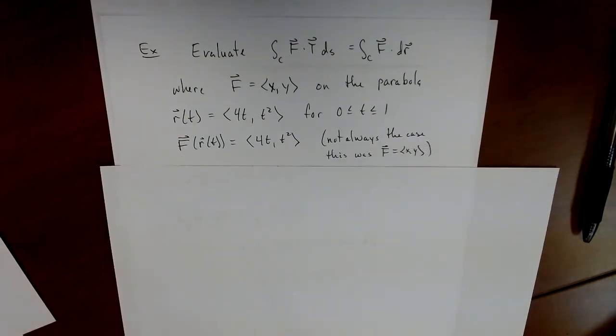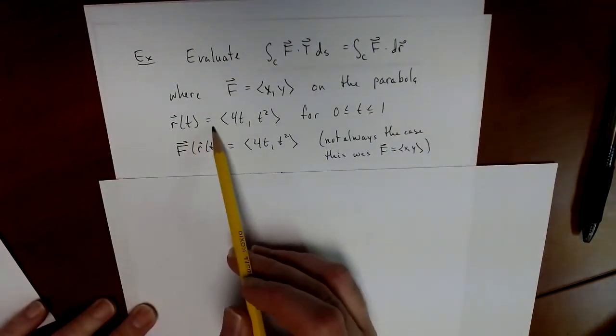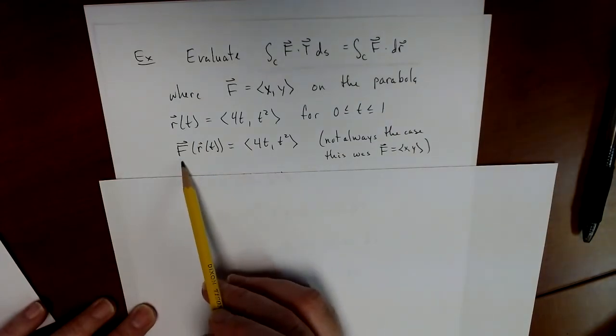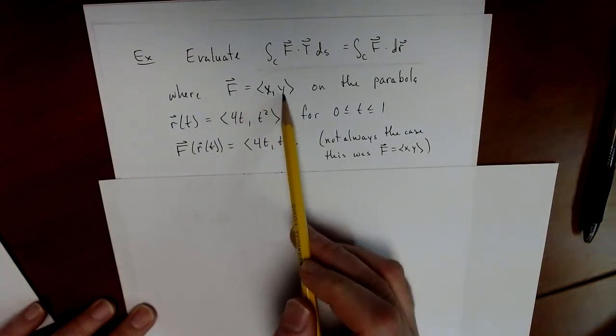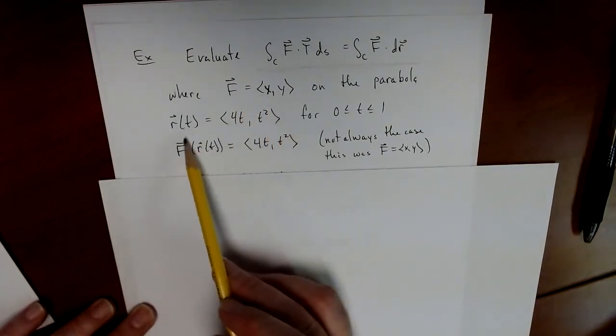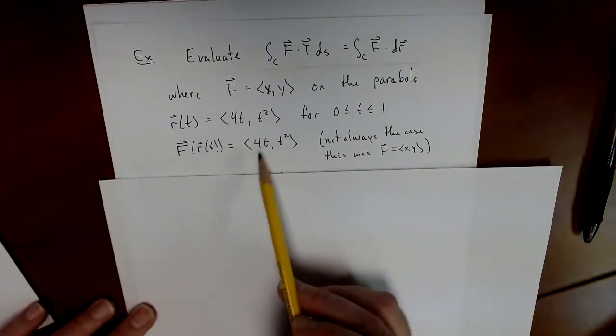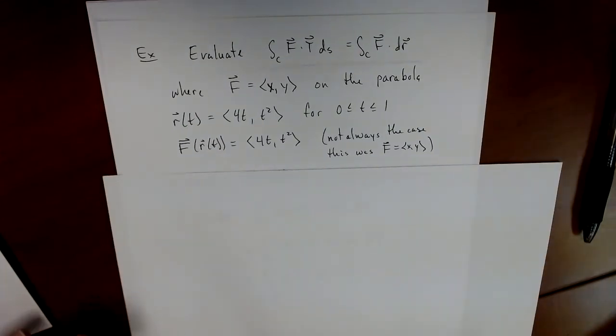So the first thing we need to do is plug our r of t into our f to get our f in terms of t. Now in this case, because f is just x comma y, which is the same as what r is, we get just 4t, t squared.